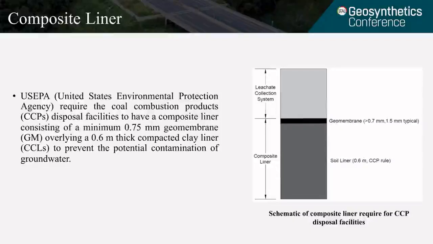EPA requires a coal combustion product disposal facility to have a composite liner system, including a layer of geomembrane overlying a layer of compacted clay liner. Above it, there will be a leachate collection system that tries to pump and collect the leachate to prevent any potential leaking from the disposal facilities to the surrounding environment. The right side shows a theoretical sketch of the composite liner system.